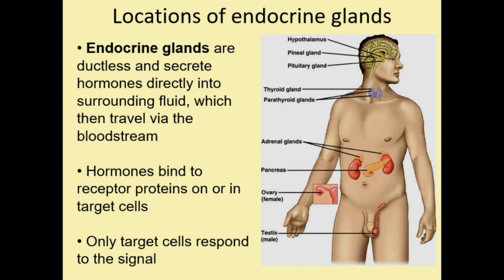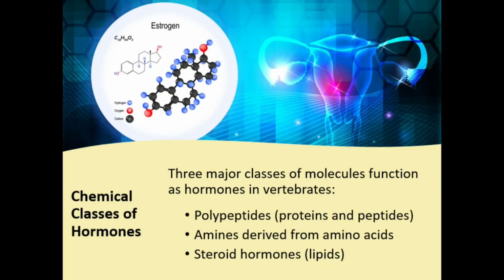But as it stands, these are the main endocrine glands within the human body. So these will be the ones that we focus on over the coming slides. So what actually are hormones then? Well, if you can remember back to the sessions that we did on biological molecules, when we were looking at carbohydrates and lipids and proteins and nucleic acids, hopefully you'll remember that I highlighted some of them as we went through those topics. There are three main classes of molecules that function as hormones in vertebrates.